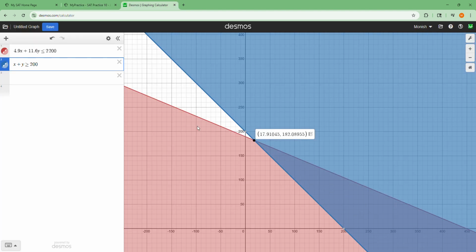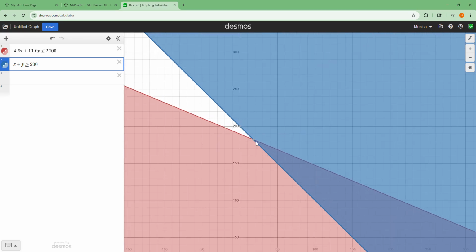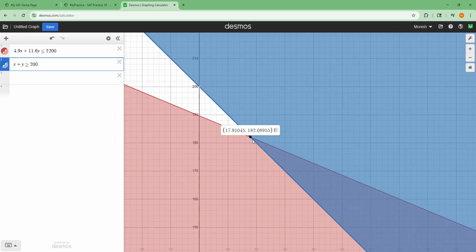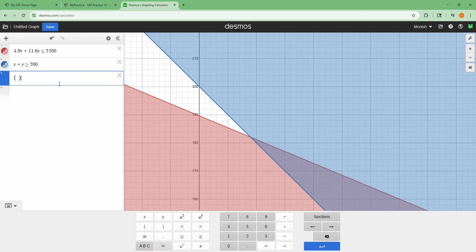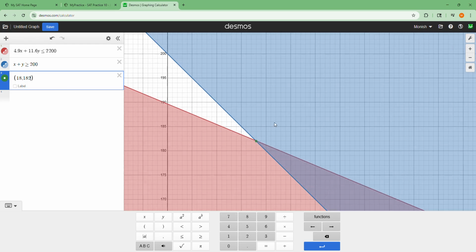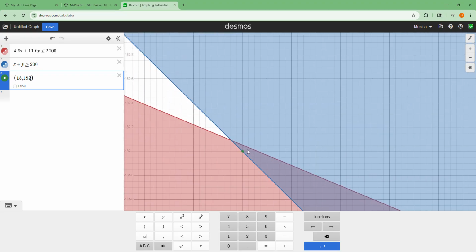You do need at least 200 total candles. If you buy 182 candles, I believe you can buy 18 of the small candles. Can you see how in the shaded region 182, 18 should be in there, I believe? Or depending on, sorry, I blanked out on that. It might be the other way around, but I think I said it in the right order.